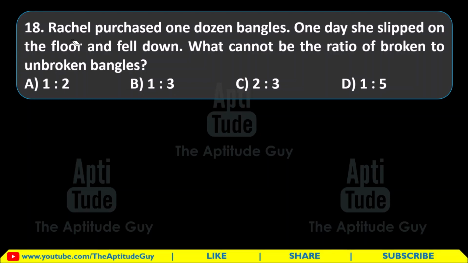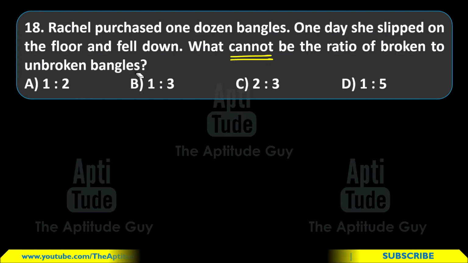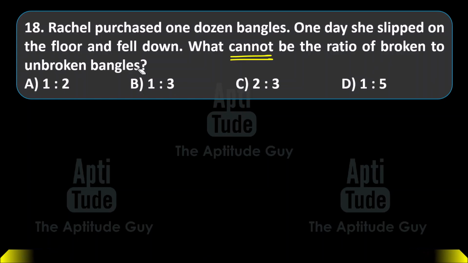Okay. Rachel purchased 1 dozen bangles. 1 dozen is, of course, 12. One day she slipped on the floor and fell down. What cannot be the ratio of broken to unbroken bangles? Basically, we need to figure out that the number 12, that is 1 dozen, cannot be distributed in which of these ratios? Now, generally speaking, the most commonly marked wrong answer for this question is option D.